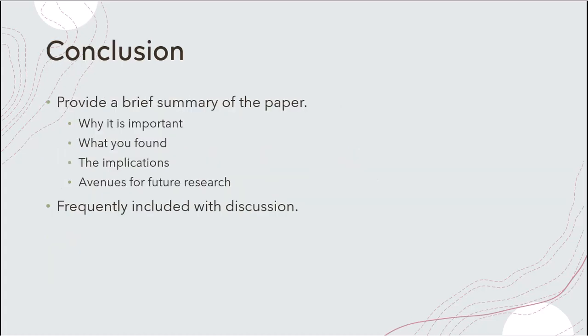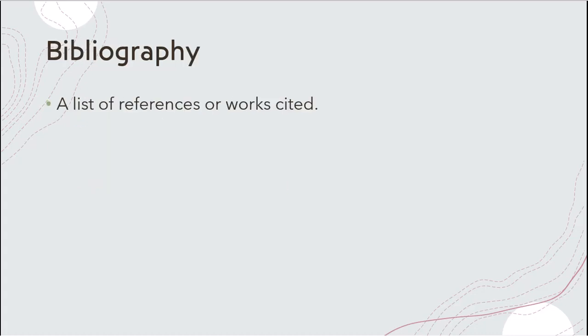The conclusion of a research article typically is very short. It provides a brief summary of the paper, why it's important, what you found, the implications, and avenues for future research. It's frequently included with a discussion, sometimes not even separated out into another section. Lastly, we have the bibliography or works cited or references cited, where they list all the different articles and sources that they used in their research.